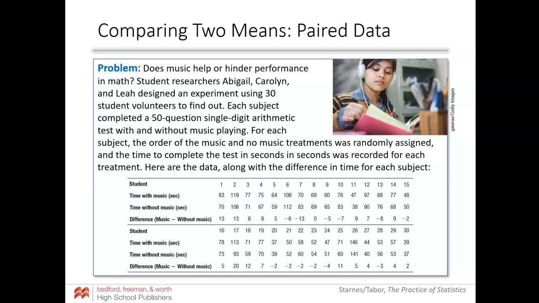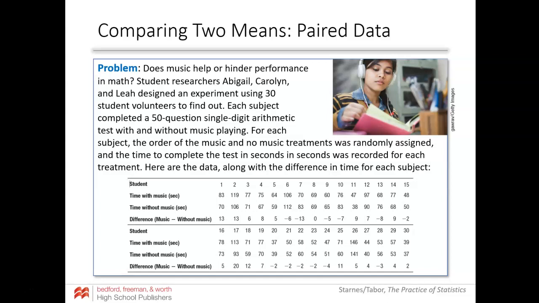Each subject completed a 50-question single-digit arithmetic test with music and then also without music. So for each subject, they gave them two different tests and they changed the environment that they were testing in. So it's not like you're comparing student A to student B this time. You're comparing a student's first performance to a student's second performance. For each subject, the order of the music and no music treatments was randomly assigned. So there's your randomization. And the time to complete the test in seconds was recorded for each treatment.